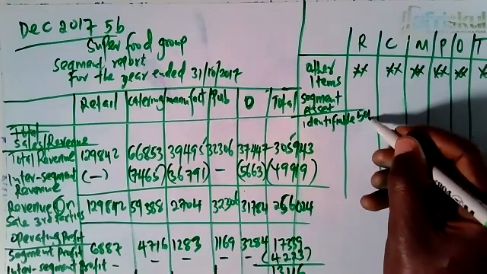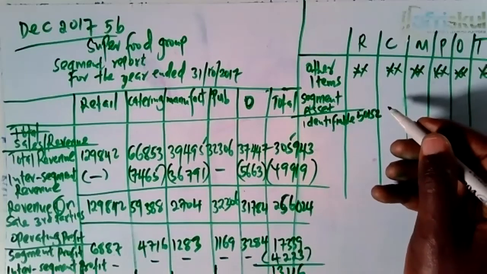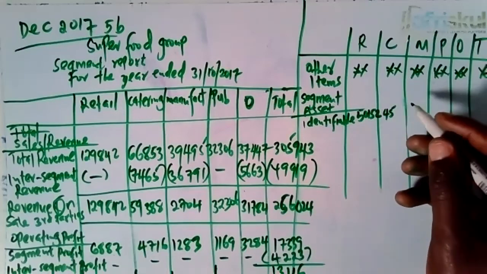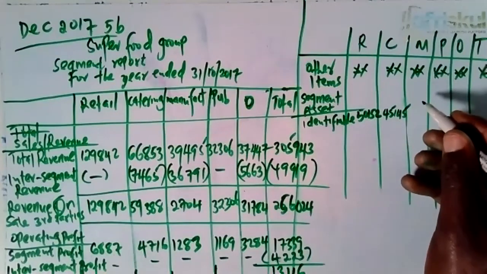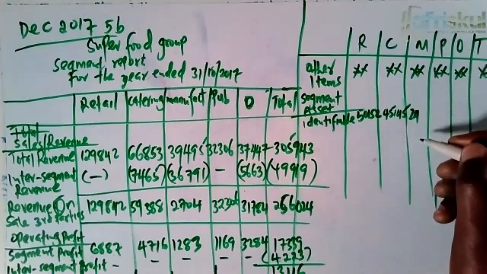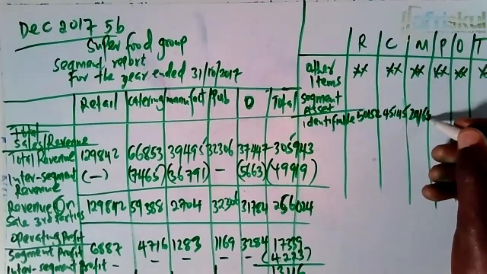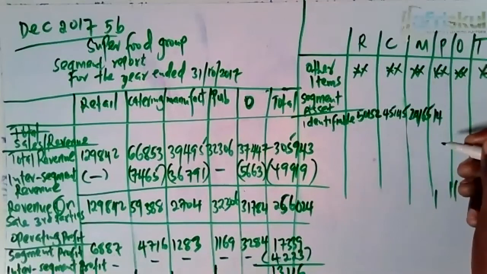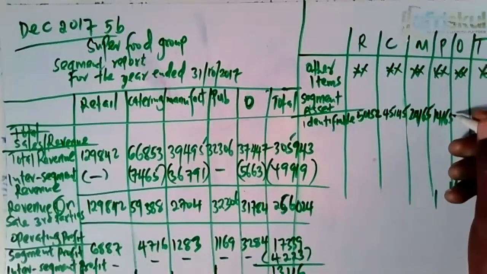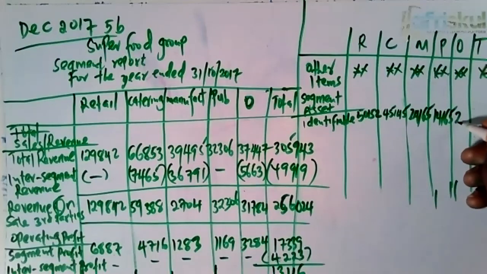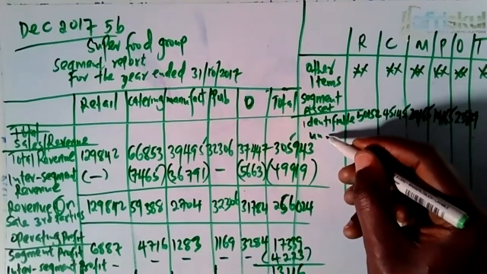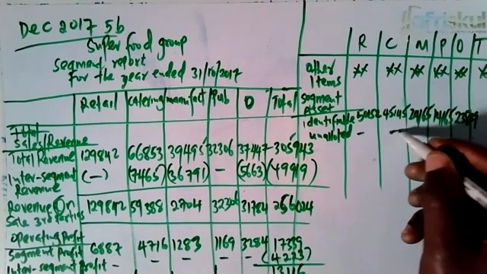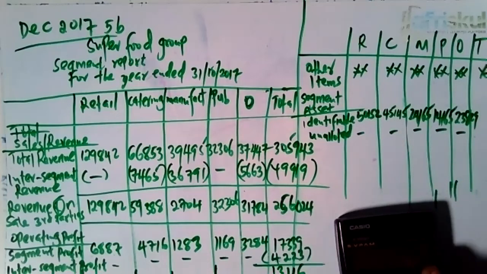Like now here we have 50,152. The next column we have 45,145. We have 24,165. Then we have 14,165. Then here we have 23,829. So the total we just add then record there. Then we have unallocated. So the unallocated goes to the total. So let us add for the identifiable.